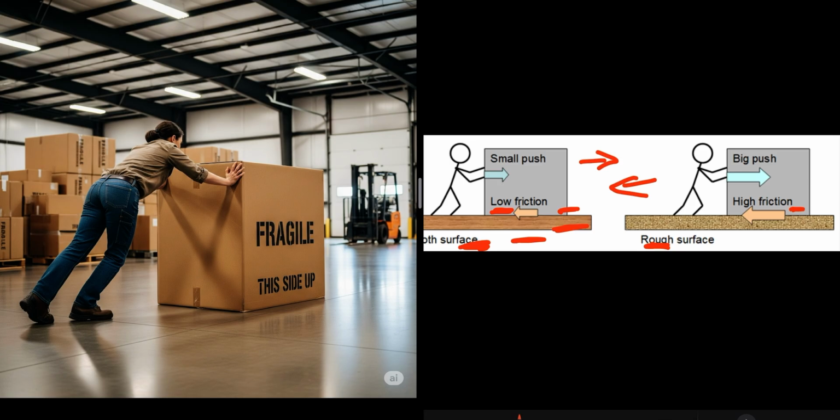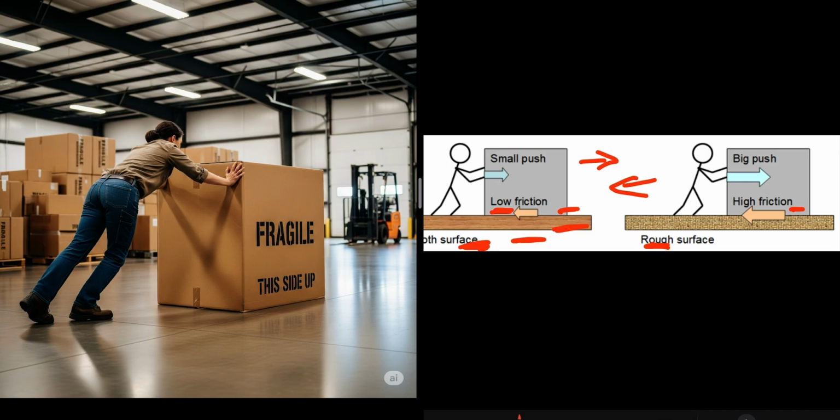Okay, students, have you noticed that when we give a small push to the box, it will not move, but when we push it with more effort, the box will move? Why so? Because we are applying more force. In that case, the force which we are applying will overcome the frictional force. Only then will the box move. If the effort is less, then the applied force will be less than the frictional force. In that case, the box will not move.